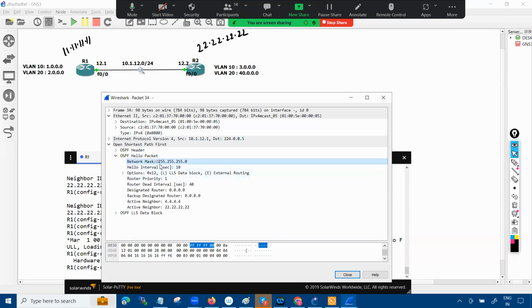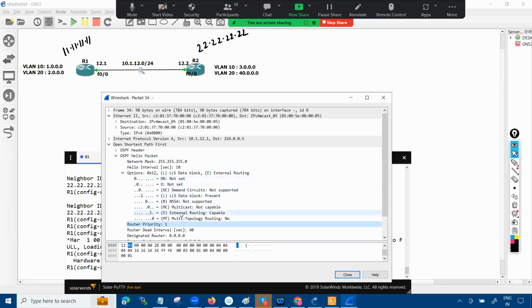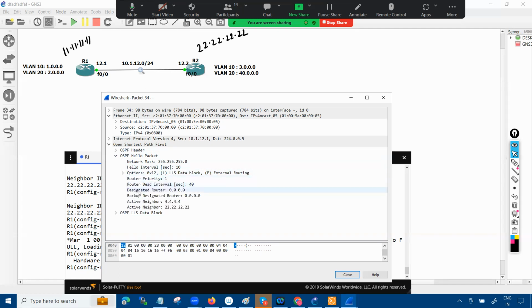And these are the information: network mask, hello interval, dead interval, router priority, the interface priority that is used for the DR/BDR election. In the options field, if you see, we have what is called the NSSA flag, right? And this is called the stub flag. We'll discuss this thing, don't worry about that. And we don't have a DR/BDR right now, that's why it's 0.0.0.0. And my neighbor is 22.22.22.22 over there. So that's my hello packet.